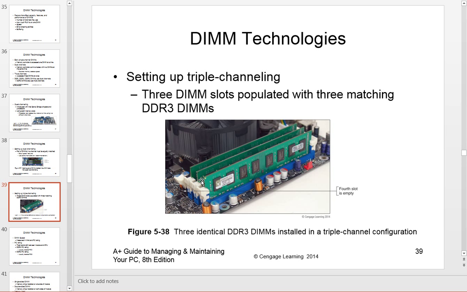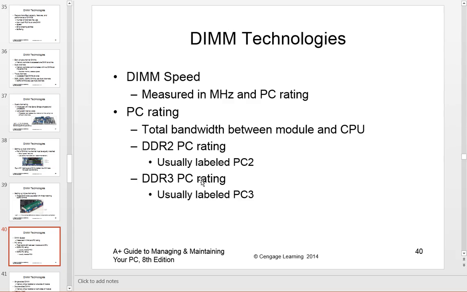To do a triple, again, now we're dealing with 3 matching DDR3 DIMM RAM sticks. Again, as long as they're the same configuration, you can have a triple channel. You can read about that in your book, about why triple channel, double channel is important and what that does for you. We measure speed in megahertz and PC rating. The PC rating is listed here. You can see what that rating is.